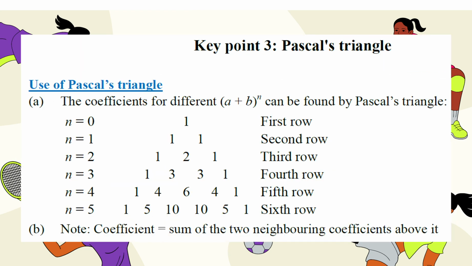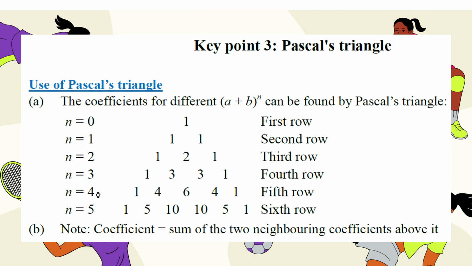Pascal triangle is a good way to remember the numbers. So 1, 1, 1, 1, 2, 1, 1, 3, 3, 1. Remember 1, 4, 6, 4, 1, and 1, 5, 10, 10, 5, 1. See the pattern of the coefficients of the terms. Each coefficient is the sum of the two neighboring coefficients above it. It's a good way to remember it. But actually, you can remember n from 0 to 4, which is excellent.